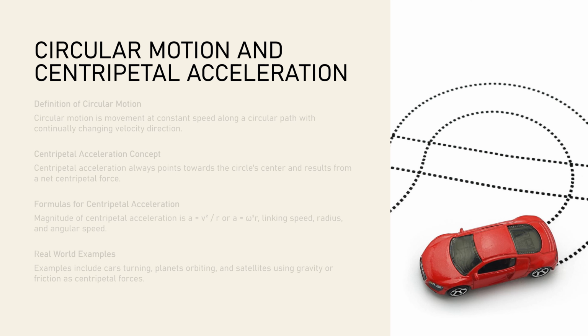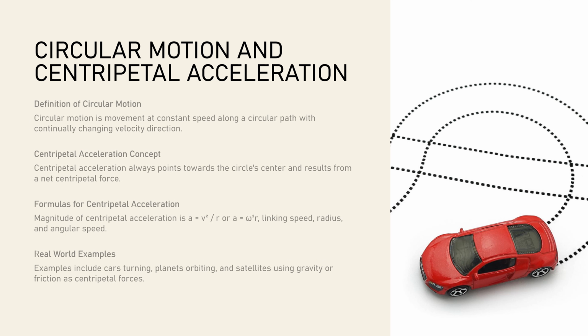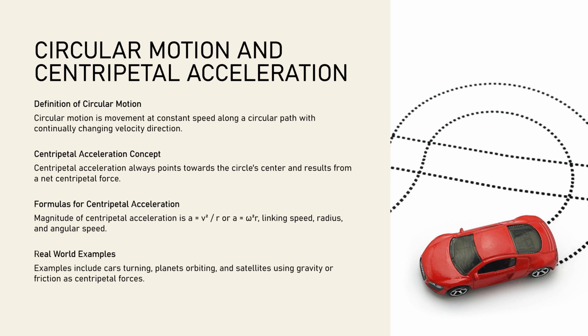Circular motion occurs when an object moves at constant speed along a circular path. Although the speed remains constant, the velocity is continually changing because its direction changes, meaning the object is accelerating. This acceleration is always directed towards the center of the circle and is known as centripetal acceleration. The magnitude of centripetal acceleration is given by a equals v squared over r, where v is the linear speed and r is the radius of the circular path.